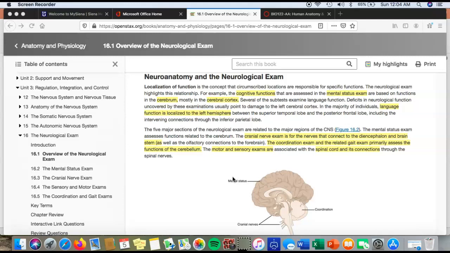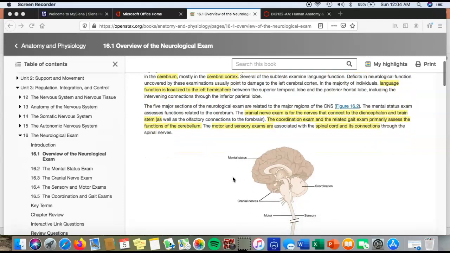For one example, in a majority of individuals, your language function is localized in the left hemisphere of your brain. And so if there's any sort of damage going on with your ability to speak or even understand language, we would know that we could start looking for the localization of the disease or the damage in that area. And so basically the rest of the exam plays off on this as well.